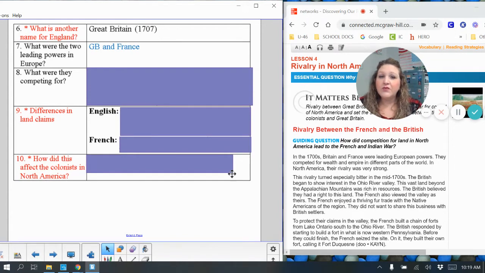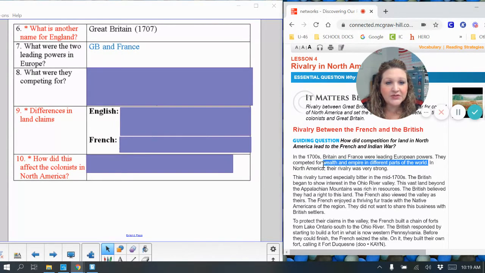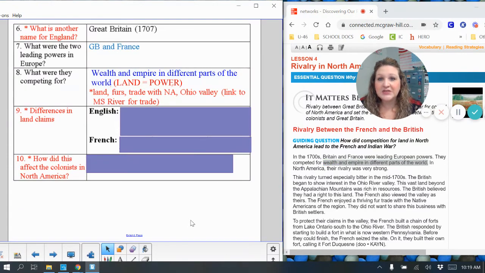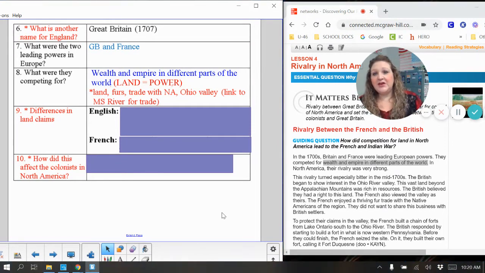So, first of all, they are looking for wealth and empire in different parts of the world. We're going to take our answer from a couple different pieces here. Wealth and empire in different parts of the world. Specifically, they are talking about the Ohio River Valley. So remember, land equals power. We're going to put that in here again. They want power. And having control over land in another part of the world will make them an empire. It will bring them wealth. It will bring them power.